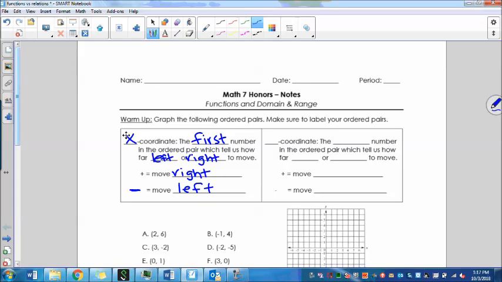The other coordinate that we have is the y-coordinate. The y-coordinate is our second number in an ordered pair, and it tells us how far up or down to move. So if it's positive, I think you can probably guess, we're going to move up, and if it's negative, we're going down. And that's going to tell us how to plot our points on our coordinate grid.